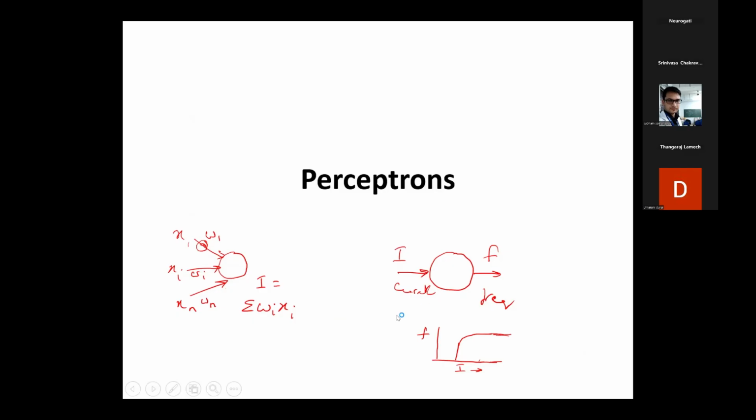So this curve here, right? To capture that in the artificial neuron model, you also need to have some kind of a bias. Otherwise, it will start firing right from the point when the current becomes positive. That is a biological answer.